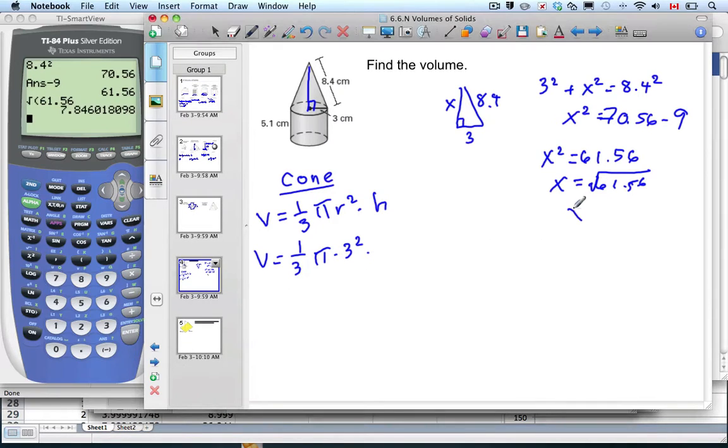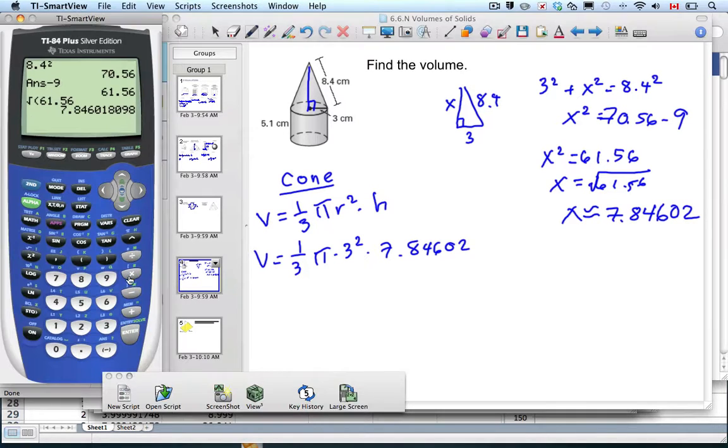So the square root of 61.56. X is approximately equal to 7.84. Let's keep more than 3 significant figures so that our final answer is going to be accurate to 3 significant figures. How about 7.84602? Sure. All right, so back over here, 7.84602.